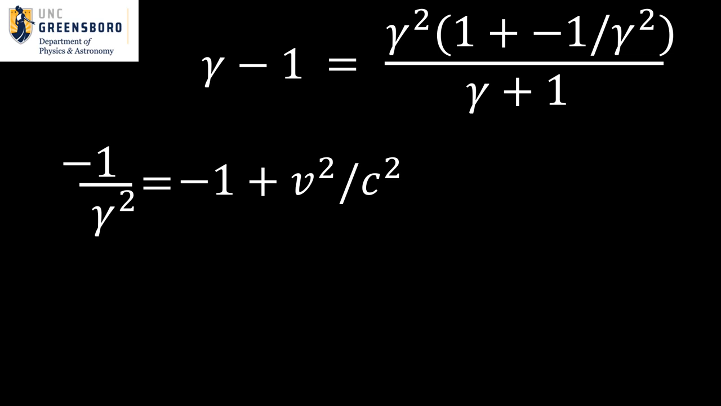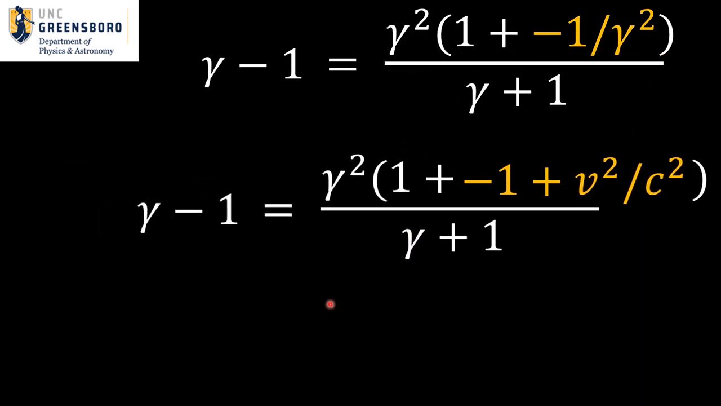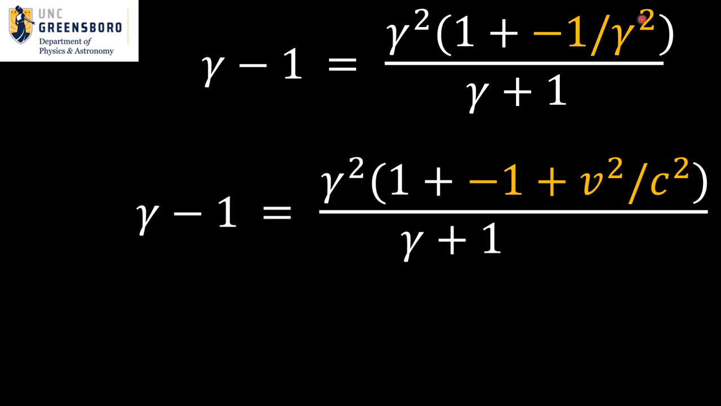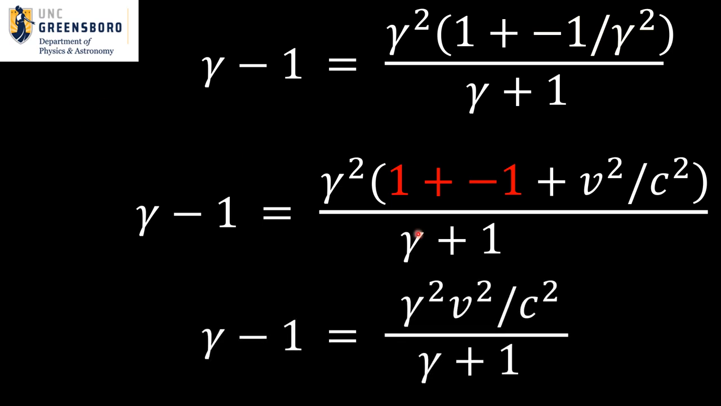And what we're going to do now is substitute that in. You can see I've highlighted here, this term has now become this term. And now you can see we've got this 1 plus -1. So of course that's going to cancel, and we're left with this expression. So we've shown that gamma minus 1 equals all this.